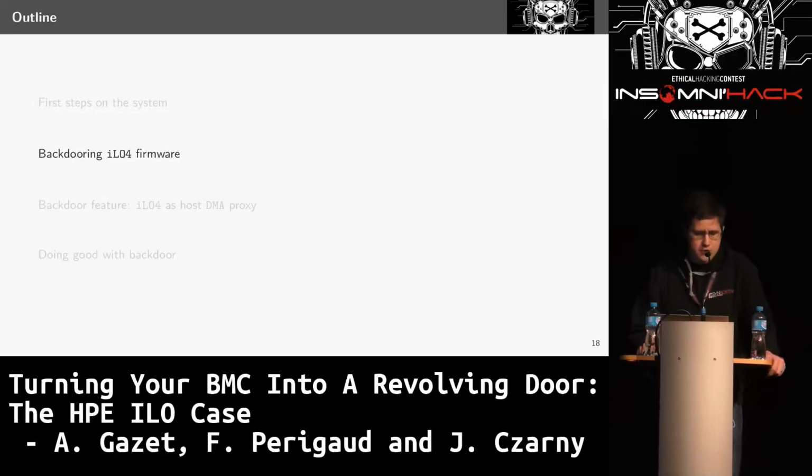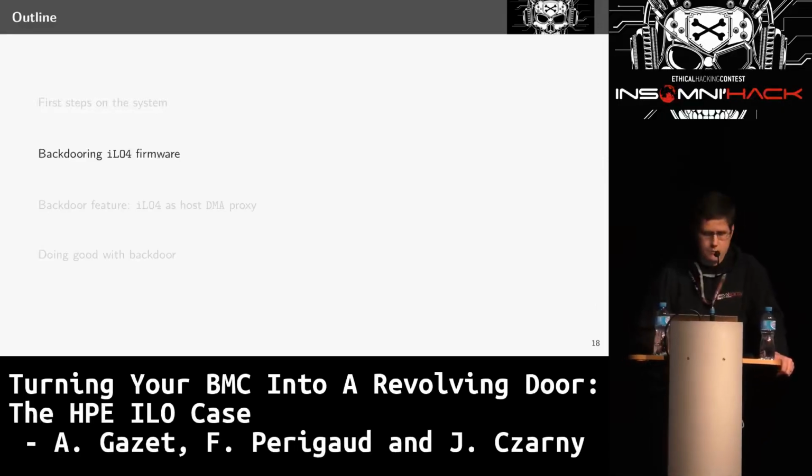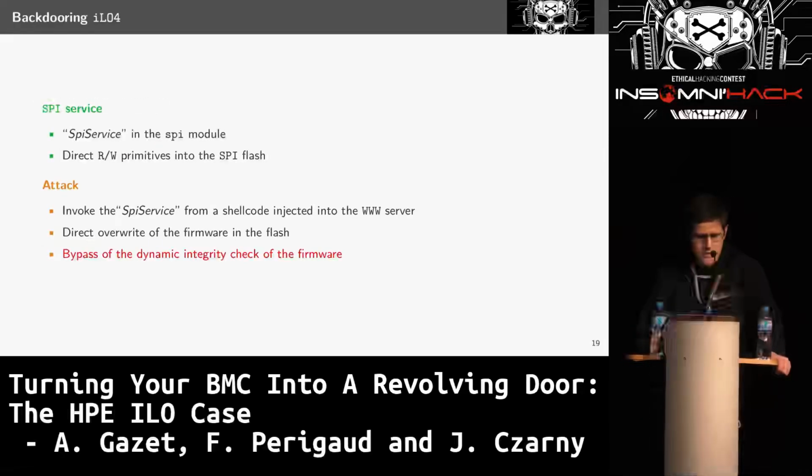So the next step, we wanted to see if we were able to backdoor the iLO firmware to gain persistence on the system. Looking around, we found a module called SPI, which exposed an SPI service giving direct primitives to the SPI flash hosting the iLO firmware. So what we did was simply, in our shellcode, invoke the SPI service to directly write backdoored firmware on the flash. By doing this, we bypass all the checks which are normally performed by iLO when you submit a firmware.